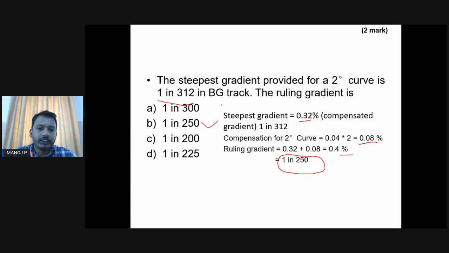Both for this question as well as that question, the equation remains the same. Ruling gradient is equal to steepest gradient plus compensated gradient. When you want to find out the steepest gradient, then it will be ruling gradient minus the compensated gradient.